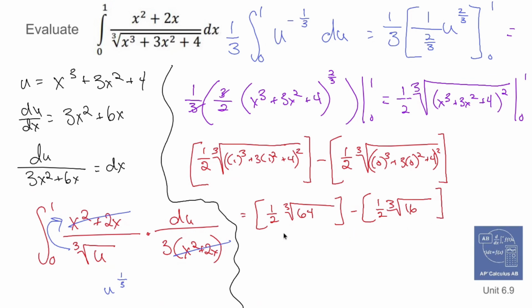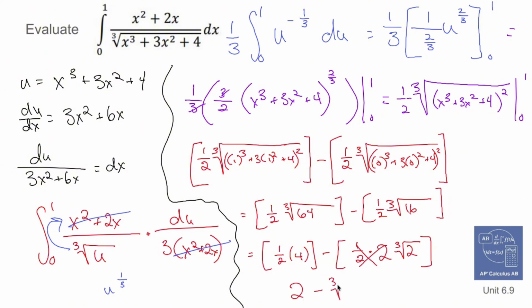So you become, the cube root of 64 is actually 4. 1/2 times 4 minus 1/2 times, I can't do anything, but I can pull out a 2, so the cube root of 2. And this becomes 2 minus the cube root of 2.